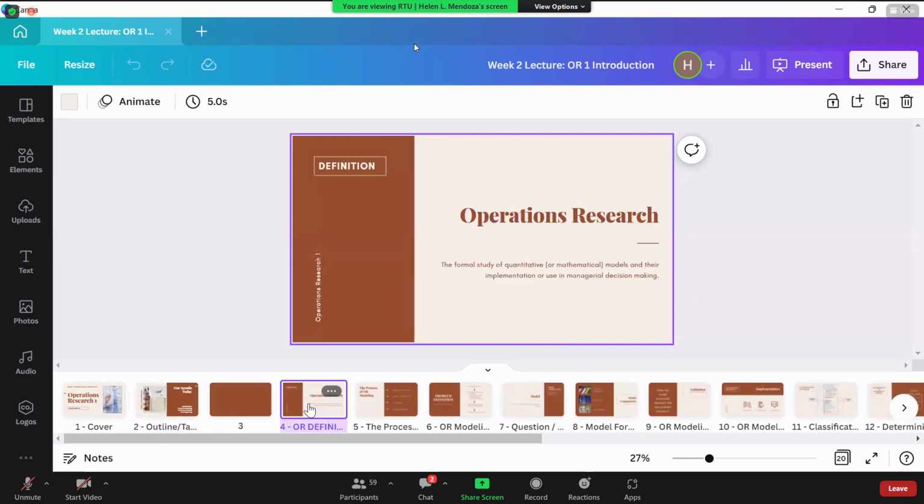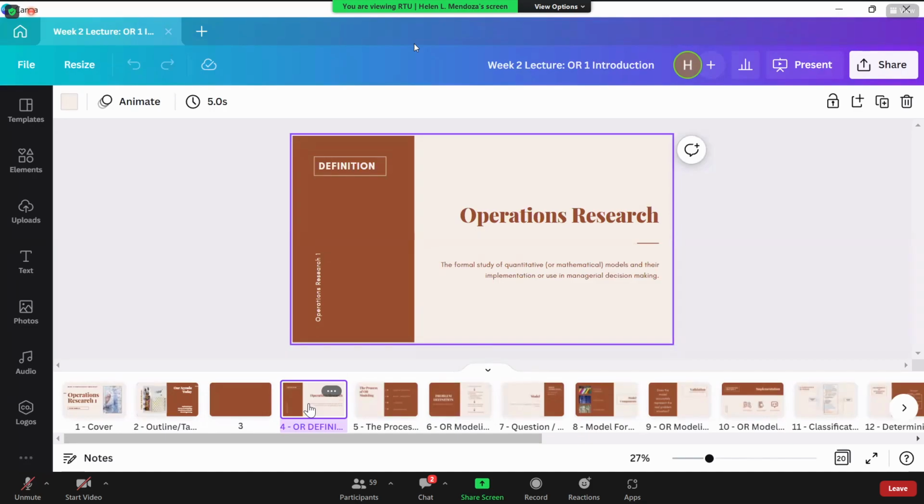Operations research is actually defined as the formal study of quantitative, that is, mathematical models and their implementation or use in managerial decision making. The origin of operations research dates back several years and it has been in use since then. The first use of this has to do with military operations. That is why that was the first assignment.